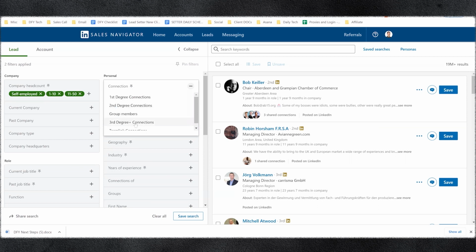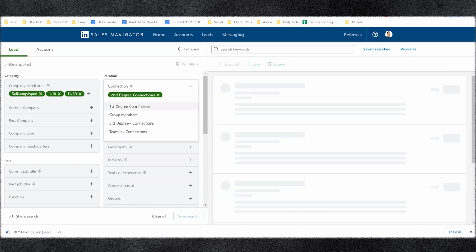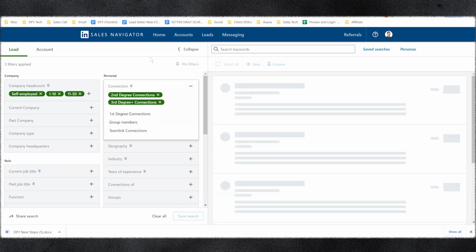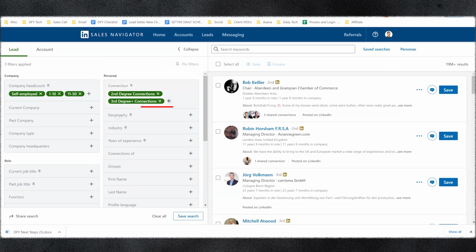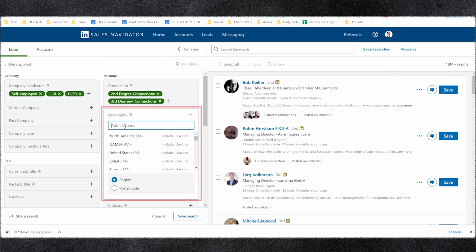Connection. So for example, if you're doing LinkedIn messages, you only want to go after 2nd-degree connections. You don't want to go after 3rd-degree connections. For the purpose of this, we're actually emailing these people, so we go after 2nd and 3rd-degree connections, which really opens up all of LinkedIn with these search filters and parameters. So you can see right now we're at 19 million plus. So let's try to get this down a little bit. Let's go to geography. And let's just go with the United States for now.